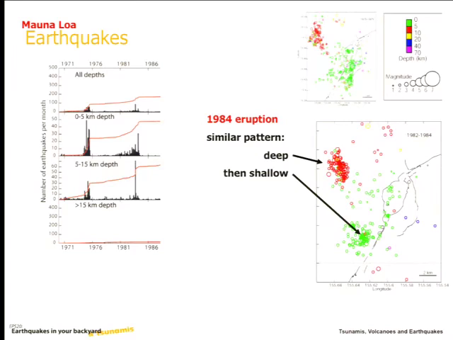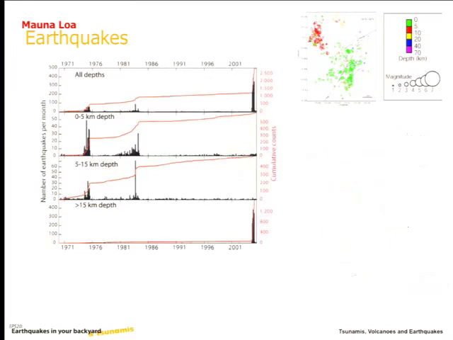We started out with some deep seismicity, and then some shallow seismicity. So again, it's migrating up towards the surface. But no eruption. Nothing happened. And then complete quiescence after this. Okay, so nothing going on for a very long period of time.